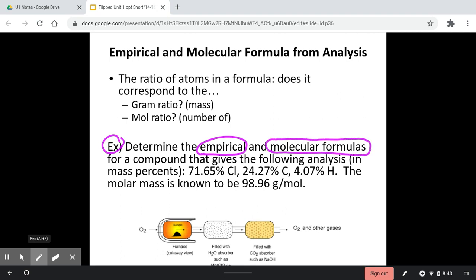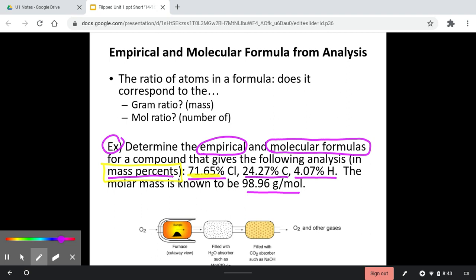In this example here, we are given a little bit of information. They want us to determine the empirical and molecular formulas. So we'll get there. The compound has been analyzed, and they give us the following mass percent: 71 chlorine, 24 carbon, 4 hydrogen. And then they give us the molar mass also. Notice that they're giving you this information in mass percent, which means that this percent is not in terms of moles. It's in terms of mass.